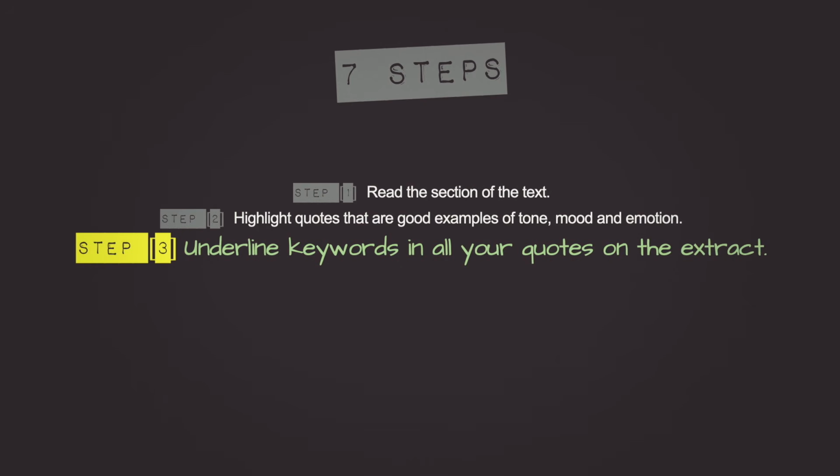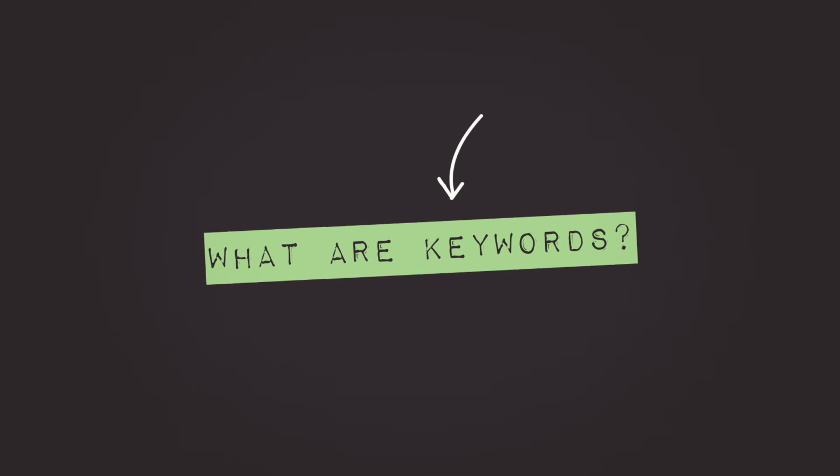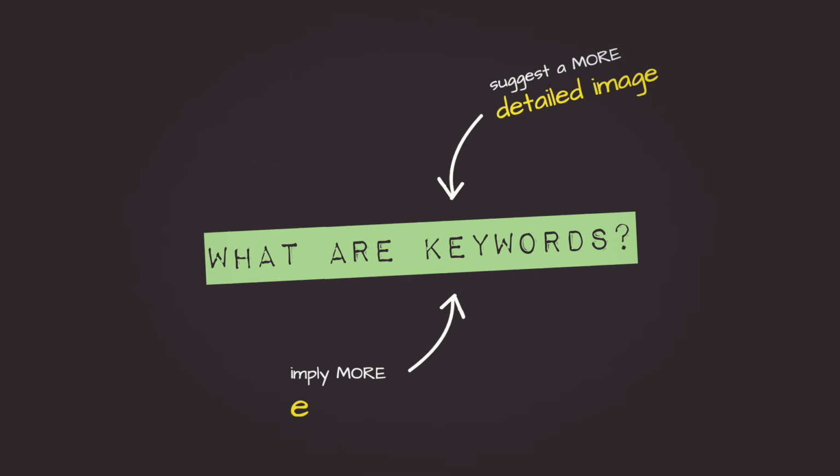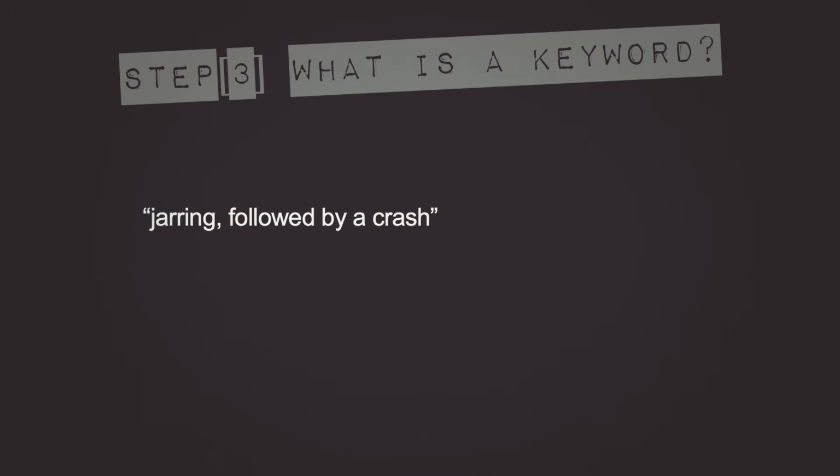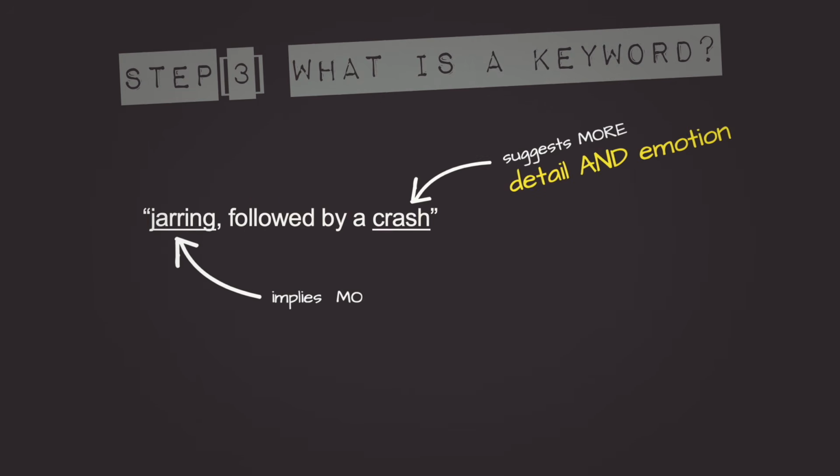Step 3. Underline the keywords in your quotes on the extract. What is a keyword? Let's quickly recap what a keyword is. In case you've forgotten, keywords in a quote are words that help create a more detailed image and add emotion. We saw in the quote "jarring followed by a crash", the keywords were "jarring" and "crash" because they help create a more detailed image and add emotion.